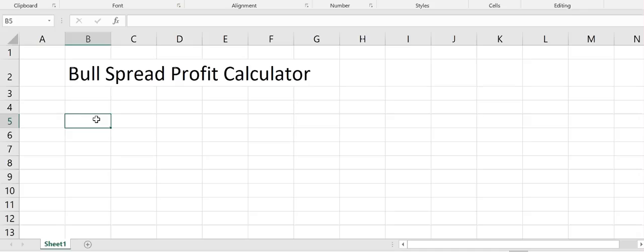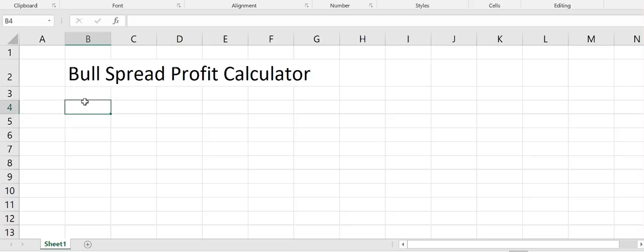This video will talk about the bull spread profit calculator. The idea is that when we are trading a bull spread, if we have this handy in Excel, then it's easier for us to make some decisions. And let's first define two call options.